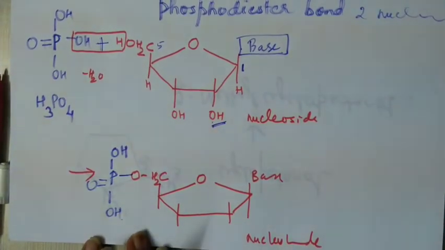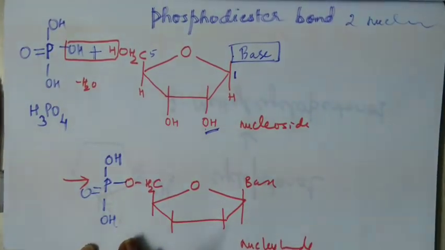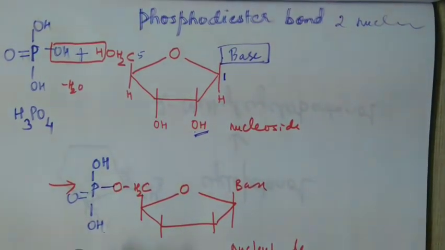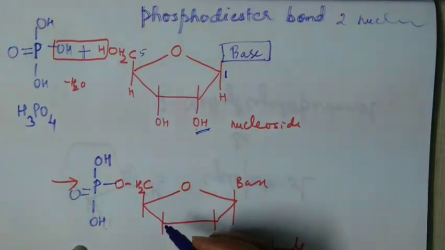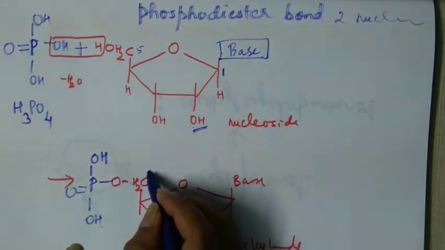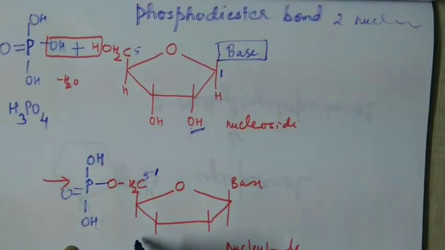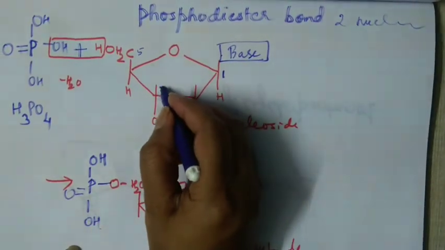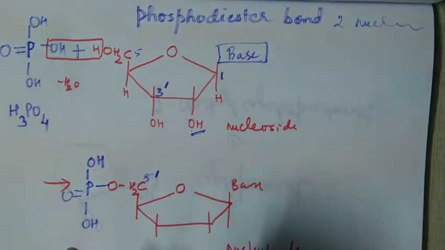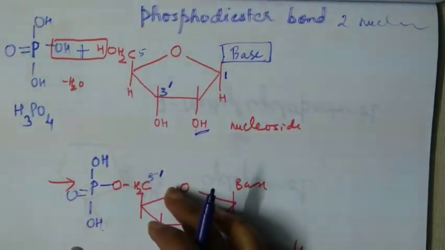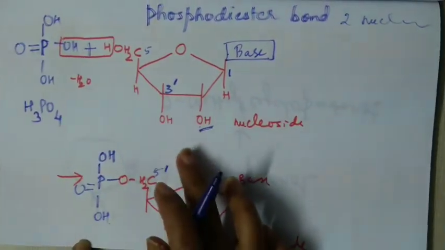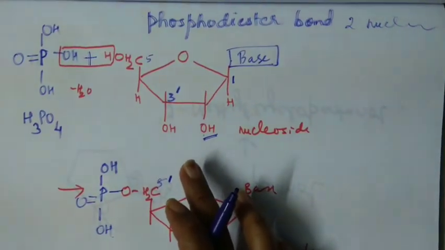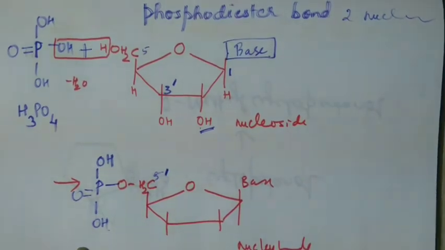So two such nucleotides or many such nucleotides react between each other to form a polynucleotide chain. So where do they react? This is the fifth carbon atom. So the fifth carbon atom of one nucleotide having phosphoric acid group and the third carbon atom of another nucleotide, they react and a diester bond is formed between carbon number 5 and 3. So let us see how it is formed.